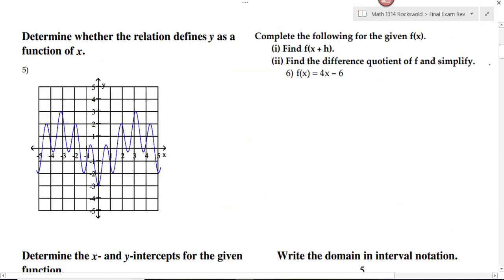On number 5, we're asked to determine whether the relation defines y as a function of x, and we have a graph. When you're looking at a graph, how do you determine if that relation is a function? Does this graph pass the vertical line test? Yes, it does. So this is a function.